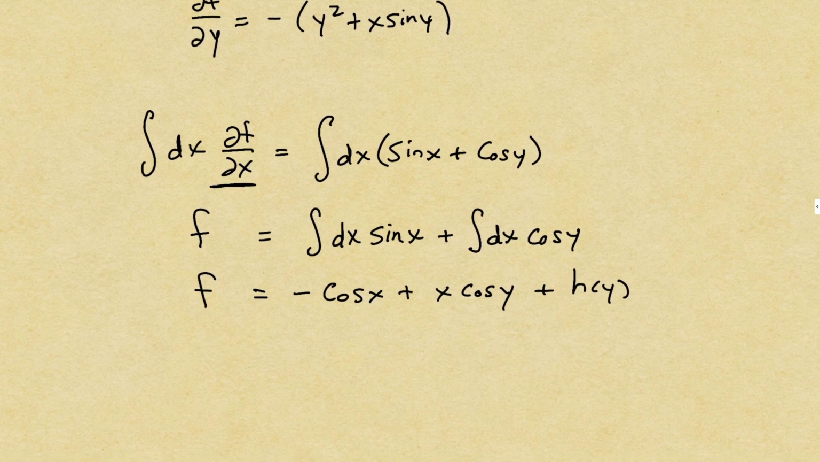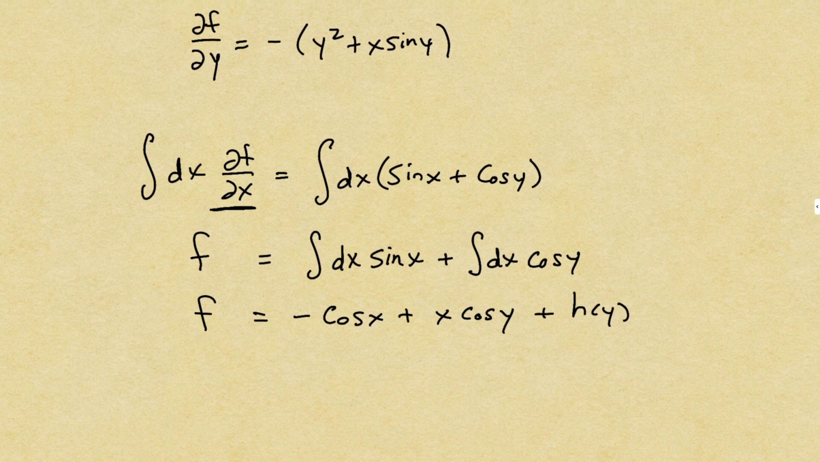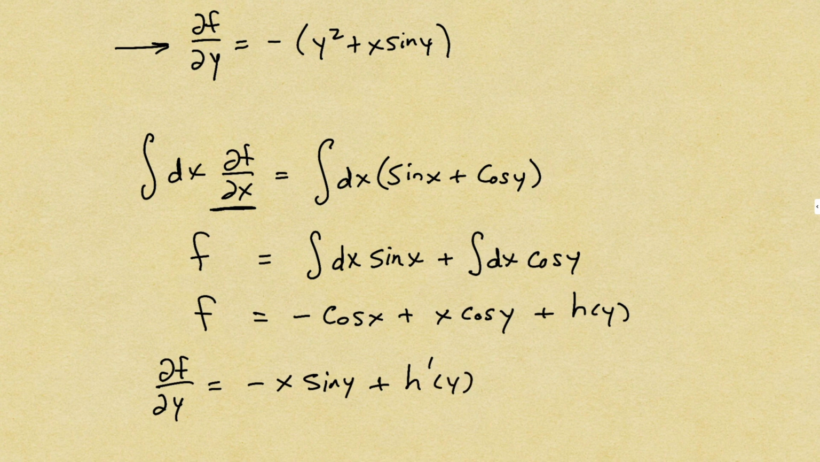So here we are now. We're almost there. We almost have our function f. So what do we do? Well, we also have this, we can't forget. So we take a derivative with respect to y only, a partial derivative with respect to y. And what do we get? Well, this first term, cosine x, disappears. There's no y's anywhere in sight. The next term becomes a minus x sine y. And then this function h is just h prime because it's only a function of y.